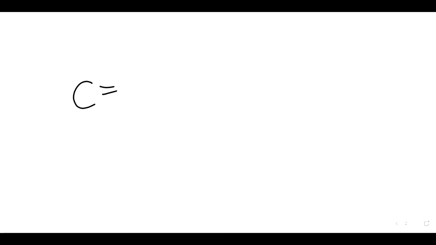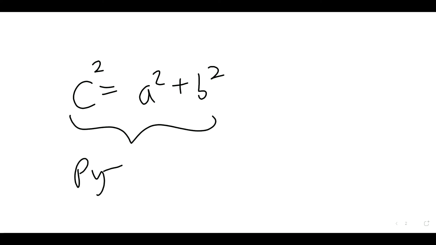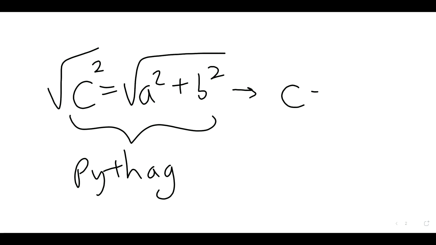c squared is equal to a squared plus b squared. This is our good friend, the Pythagorean theorem, or Pythag for short. So if c squared is equal to a squared plus b squared, then rooting both sides, we get c equals the square root of a squared plus b squared. Uh-oh, do you see it?